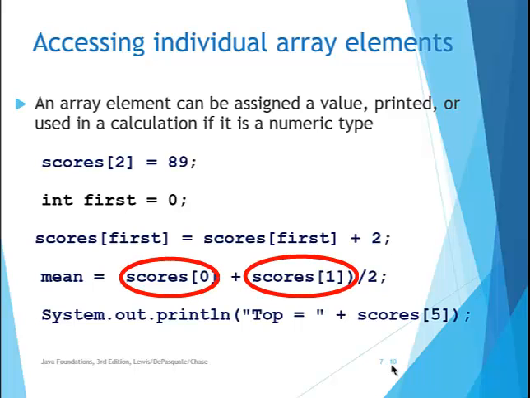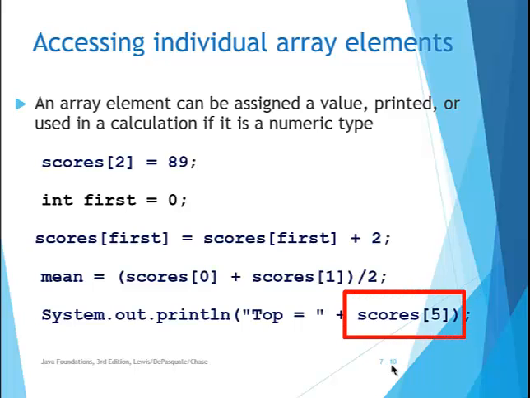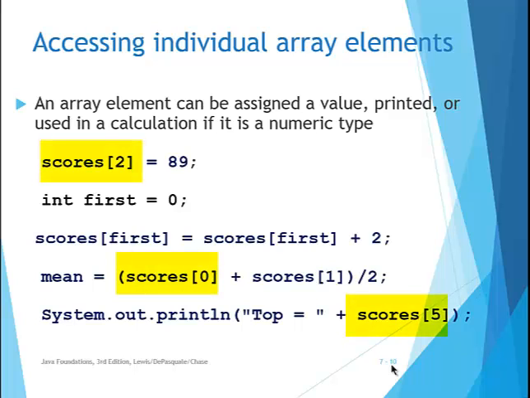In example 3, we use scores sub 0 and scores sub 1 to compute a mean, and in the last example, we string concatenate the value stored in scores sub 5 to the output string top equals. And so we see that anywhere in code that we could use an integer, we could substitute a scores sub index element, as each element in scores is just an integer. Let's now look at a sample program from your textbook.